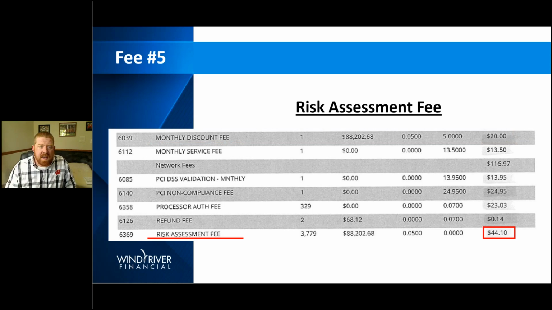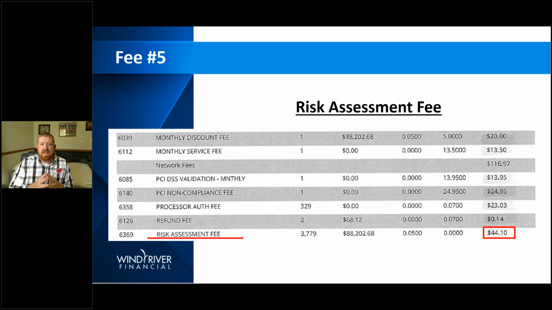And the last fee, sticking with this statement, something we're also seeing on some of those global statements as well, a risk assessment fee of 5 basis points, or 0.05%. In this case, that's adding another $44 or so a month.